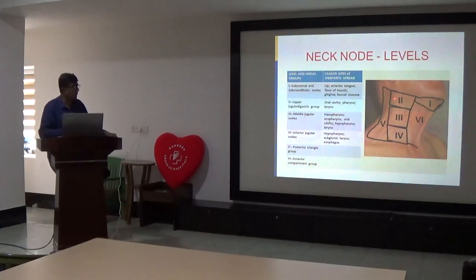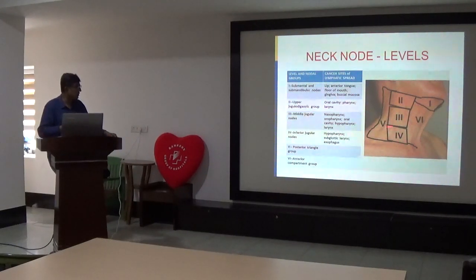So this again is a very important level when you are dealing with lesions of the tongue. Most of the tongue malignancies would drain into level 2, which is the upper jugulodigastric nodes. Level 3 is the middle jugular nodes, and the areas which drain into this level are nasopharynx, oropharynx, oral cavity, hypopharynx and larynx. Most of these nodes will drain into level 3.